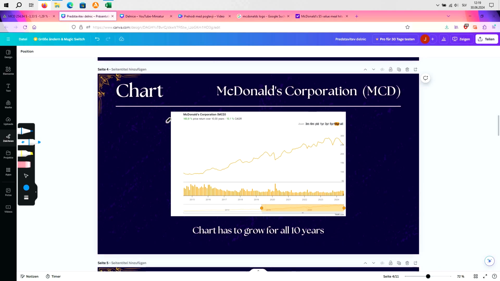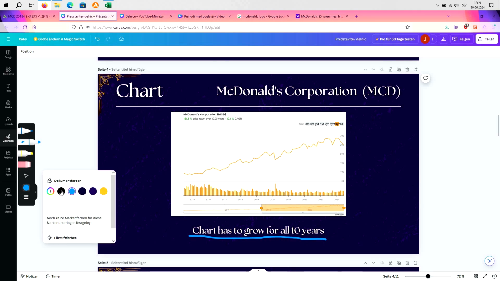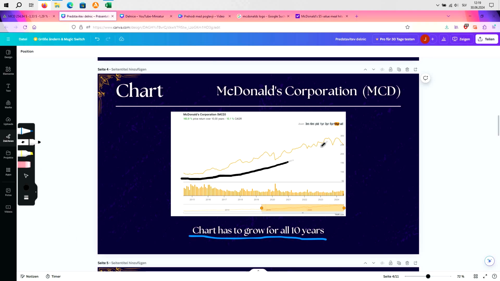Now, in terms of the chart, this is the first step towards the analysis. We have a little instruction that tells us the chart has to grow for all 10 years. What exactly does that mean? First of all, I will draw a little exponential growth line, kind of like this. Then we are going to compare the actual stock price chart, which is this orange line, with that black line, because we want to see that the orange line follows the black line, because that tells us that the company is growing through the years exponentially.